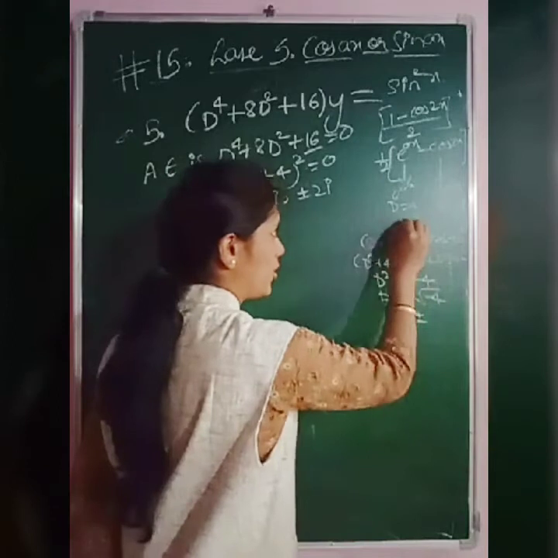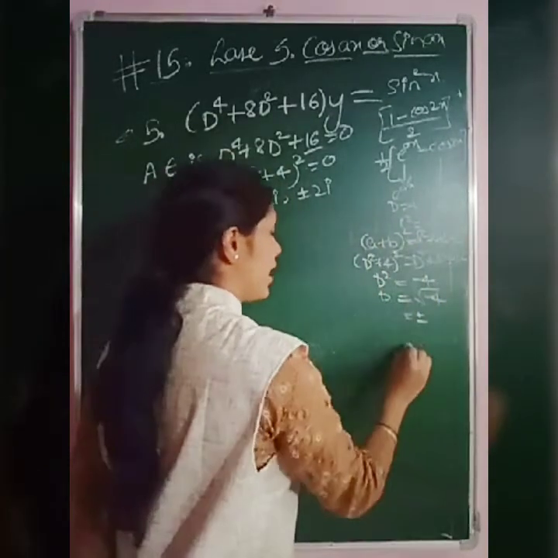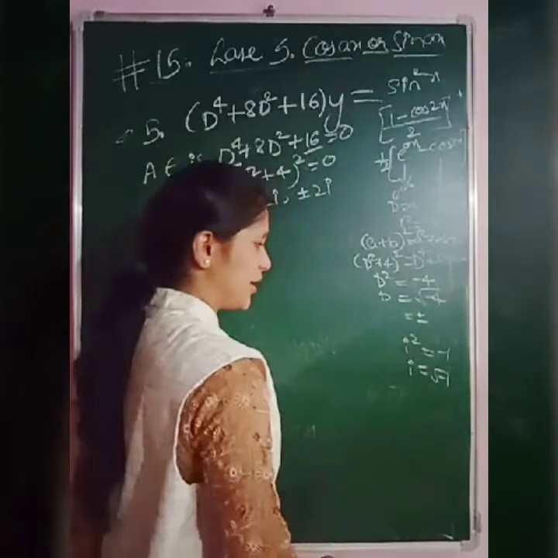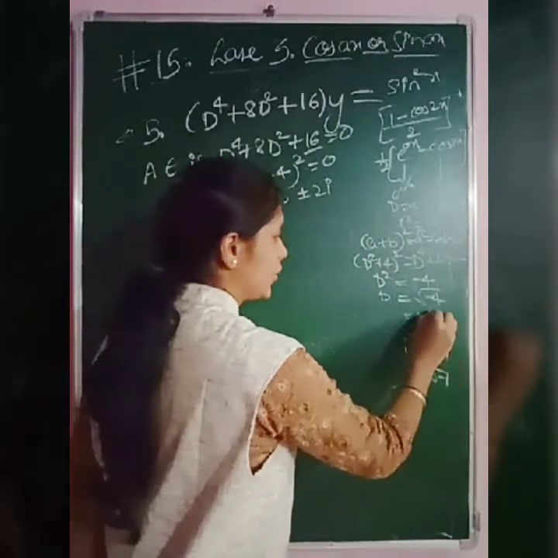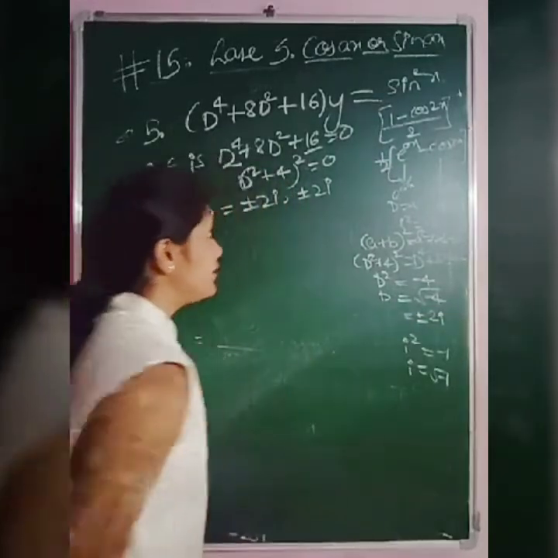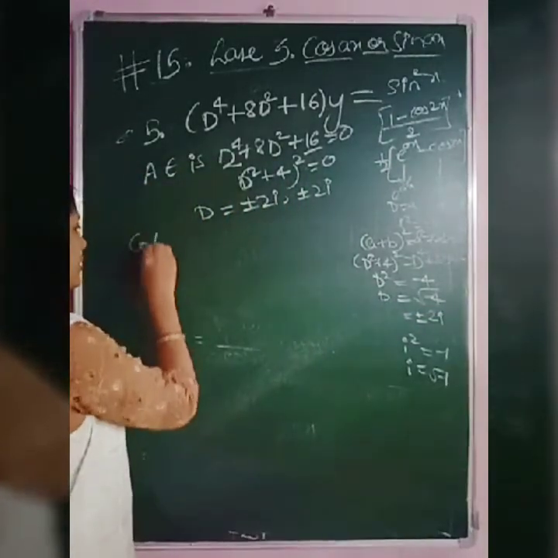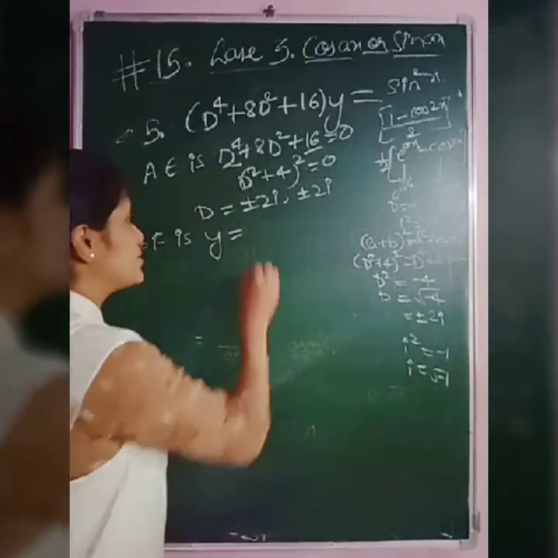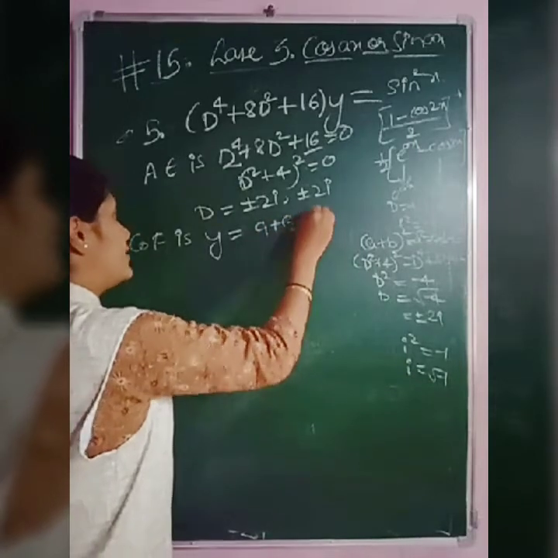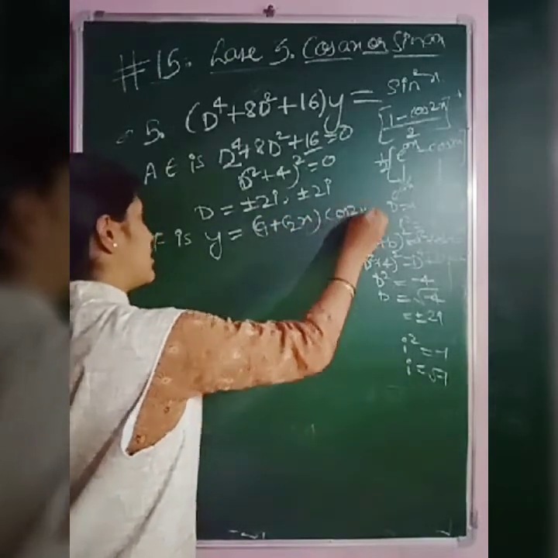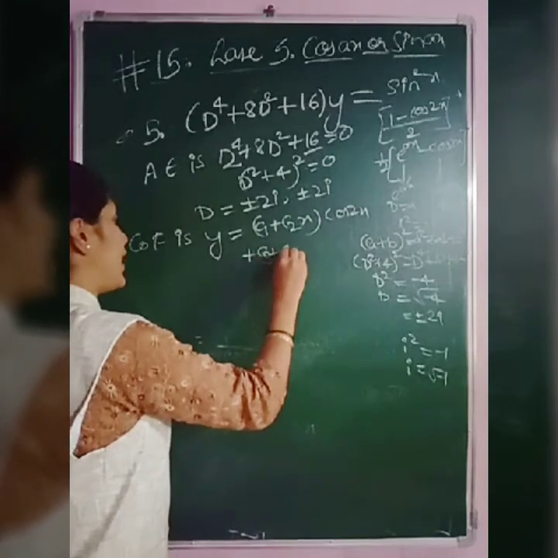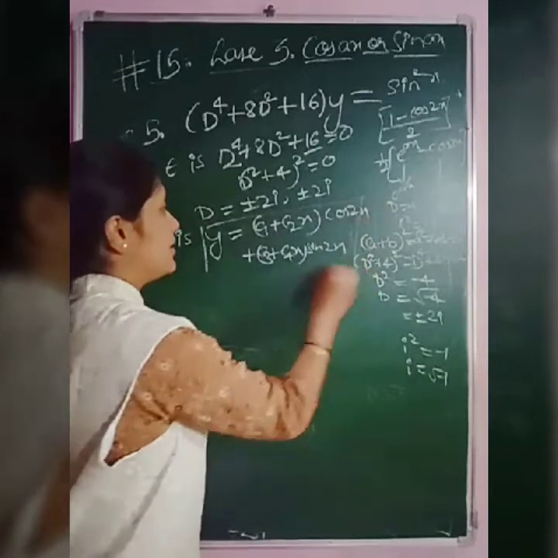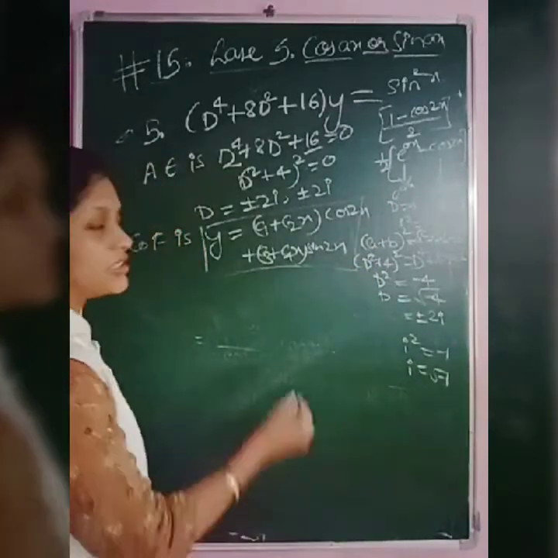So what is that? Already we know i square stands for minus 1, so i stands for square root of minus 1. So this can be written as 2i. Right? So the complementary function is y equal to, it is repeating 2 times, (c1 + c2x) cos 2x + (c3 + c4x) sin 2x. So this is nothing but our complementary function, CF.